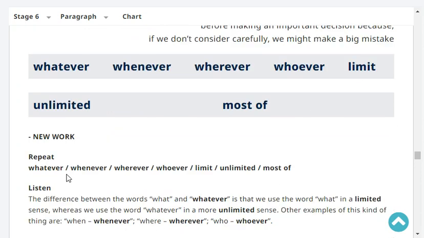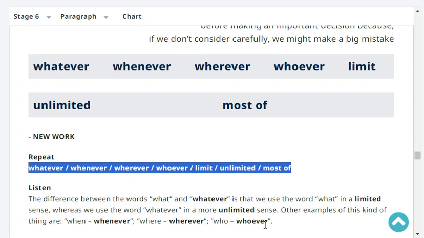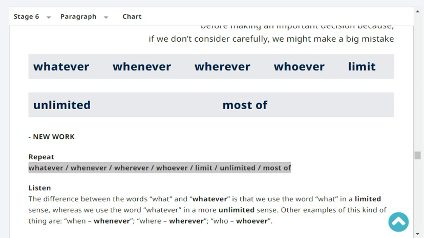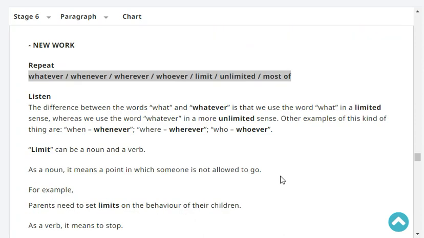Next, repeat. Whatever, whenever, wherever, whoever, limit, unlimited, most of. Very good. Okay, listen. The difference between the words what and whatever is that we use the word what in a limited sense, like limited answer only. Whereas we use the word whatever in a more unlimited sense, unlimited answer.